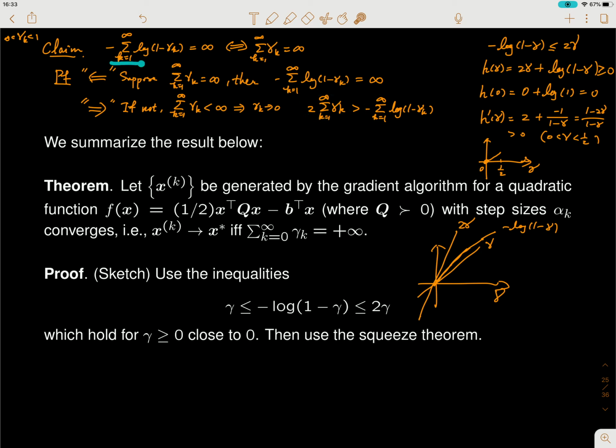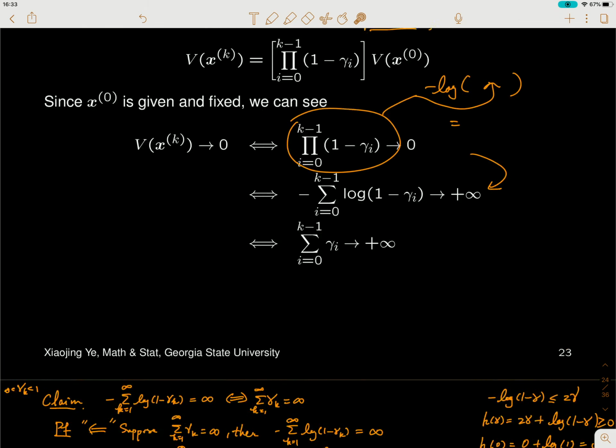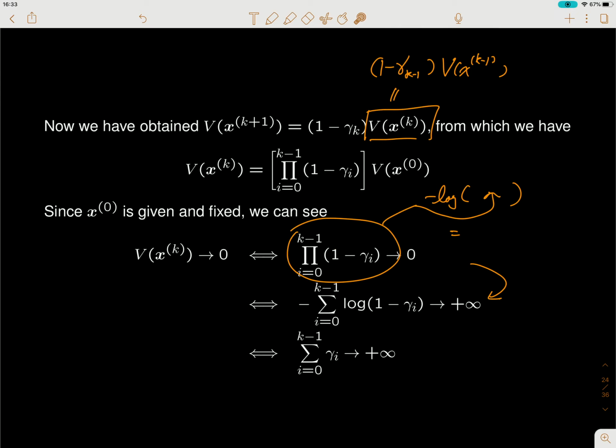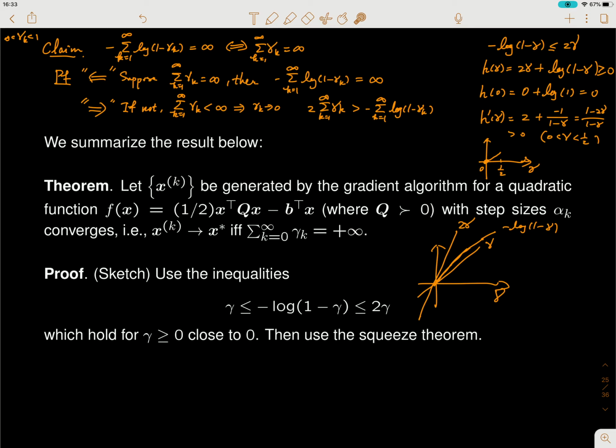And according to our condition, we know that this is infinity. So that means this must be infinity as well. Okay, and that is a contradiction to this. So here is a contradiction. So that's why this right-hand side also implies the left-hand side. And now, once these two are proved, we can see from this page that this v of xk goes to 0 if and only if this infinite sum goes to infinity for k going to infinity. Okay, so the series should go to infinity. And that's the conclusion that we make here.